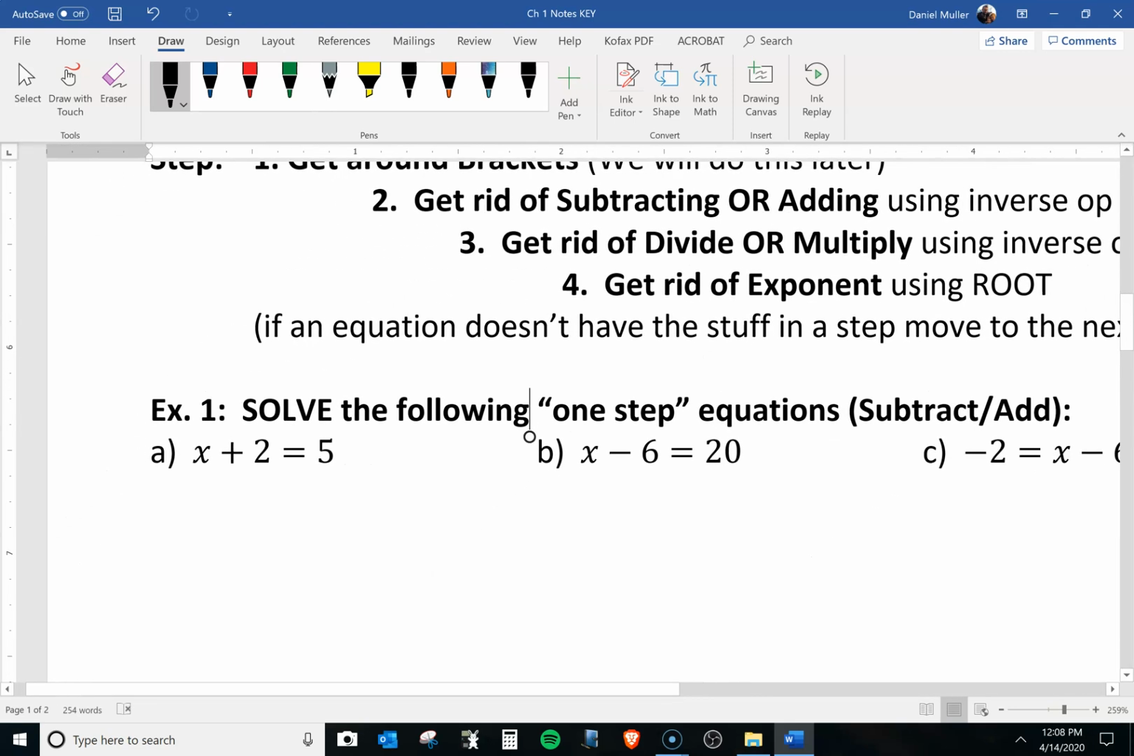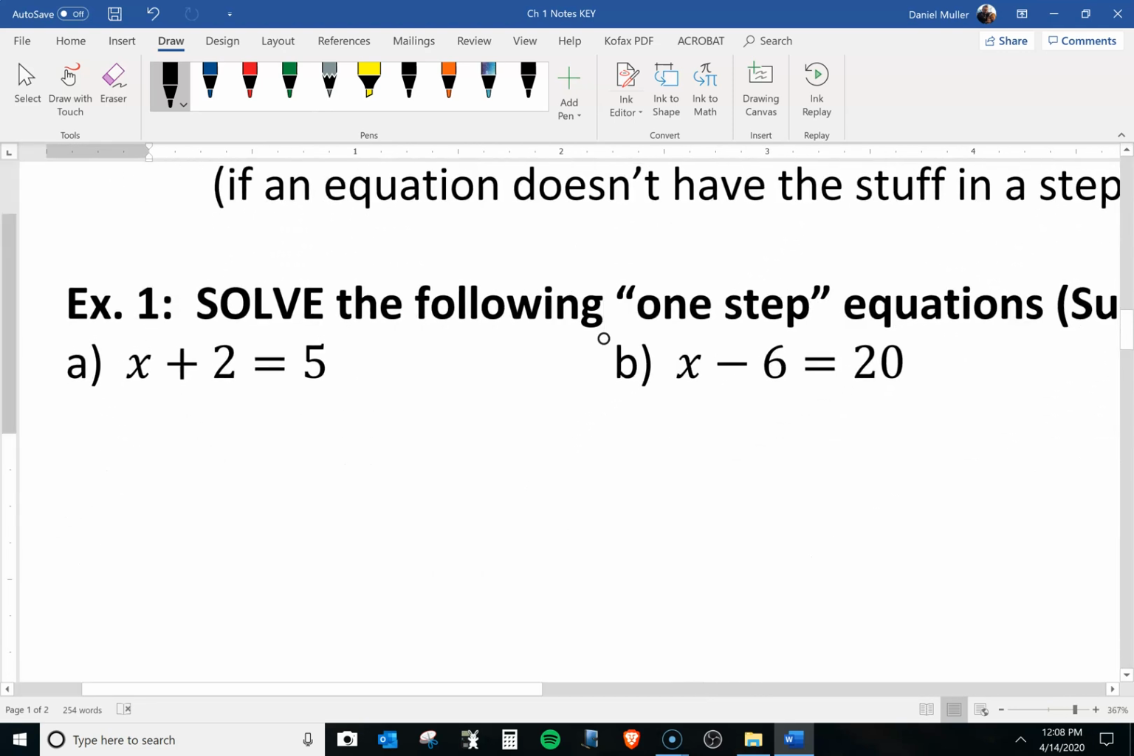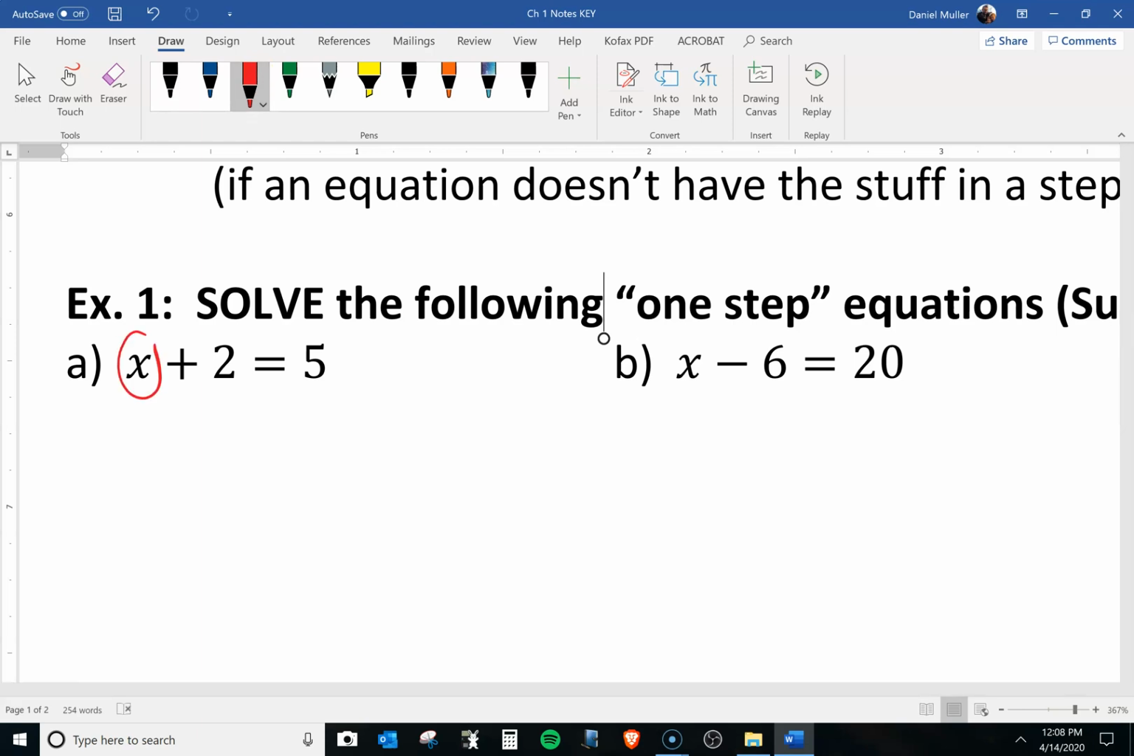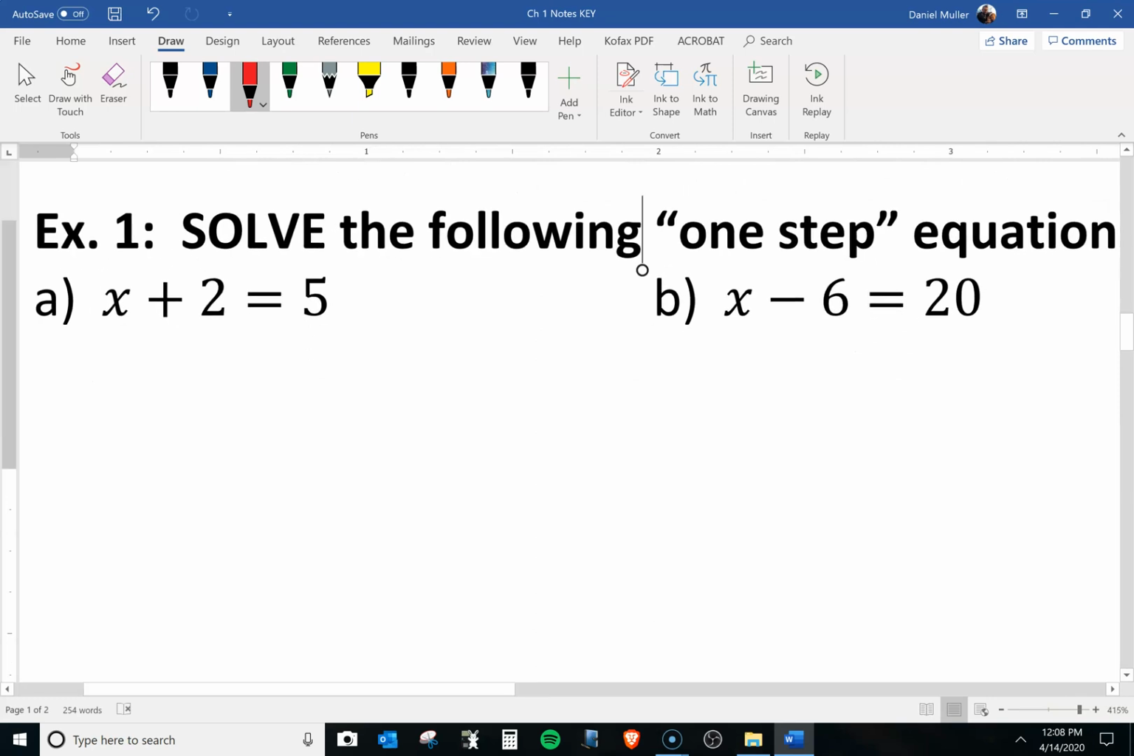So example 1, the whole idea is that we need to get the x alone. Now it should be obvious that that should be a 3. 3 plus 2 is 5. But what we want to do is to create a system that we can get the answer for everything. So to do that, we need to get the x alone by removing any numbers. So this has plus 2, so we're going to remove the plus 2 with the inverse operation by minusing it. And you do that on both sides.